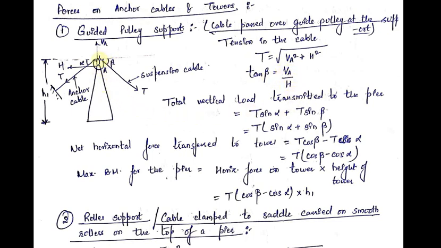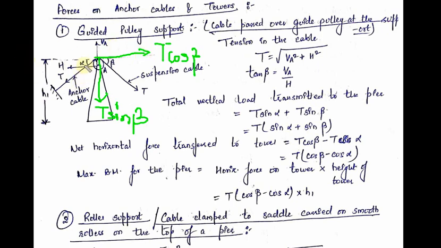Now see, if you look at this cable, the tension in this cable is capital T, and it is inclined at an angle of beta. So this tension will have two components, one in the horizontal direction and one in the vertical direction. The horizontal component of tension along the beta angle will be T cos beta. So this component will be T cos beta, and the vertical component will be T sine beta. So this component will be T sine beta.